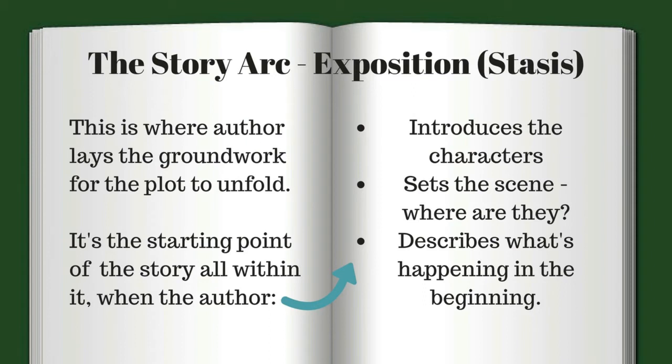At the beginning of the story arc, we have the exposition. This is where the author lays the groundwork for the plot to unfold. It's the starting point of the story and everything that it contains. This is where the author introduces the characters, sets the scene, explains where they are, and describes what's happening at the very beginning to give a basis for the story.